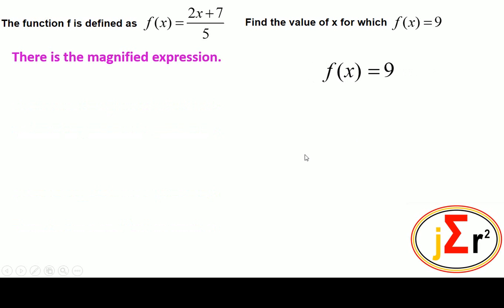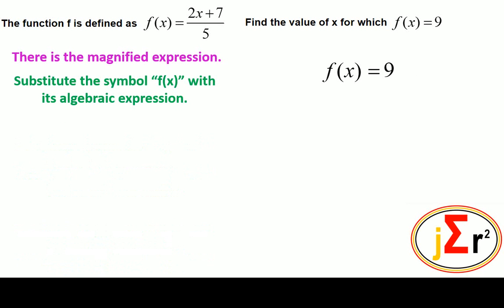f of x is equal to 9, and we are required to find the value of x which will cause f of x to be equal to 9. First, let us write the algebraic expression for f of x in the place of f of x. This is our algebraic expression. Let us write it right there. Make a substitution. Substitute 2x plus 7 all over 5 in the place of the symbolic f of x.